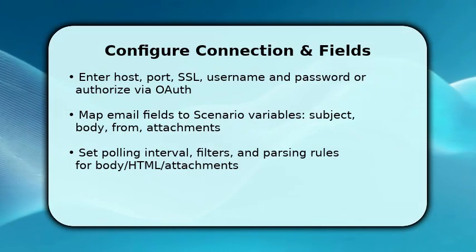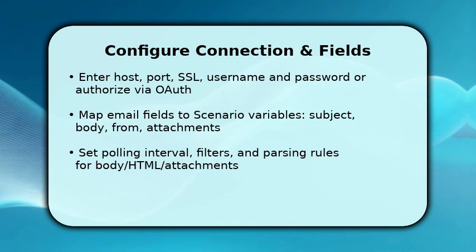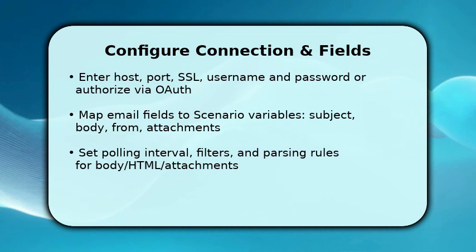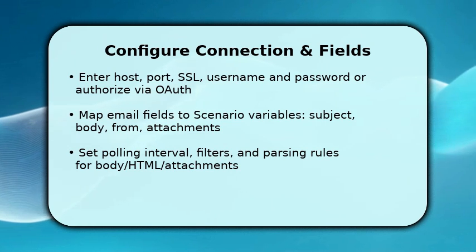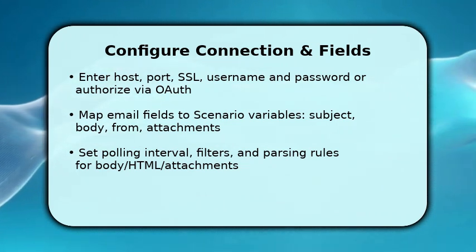Next, configure the connection. Enter host, port, SSL settings, and credentials, or complete OAuth consent if using an API. Once connected, map incoming or outgoing fields, subject, body, recipient, sender, and attachments to your scenario variables. Use filters to ignore noise and parsing rules to extract structured data from the body or HTML. You can also set polling intervals and limits to control rate.